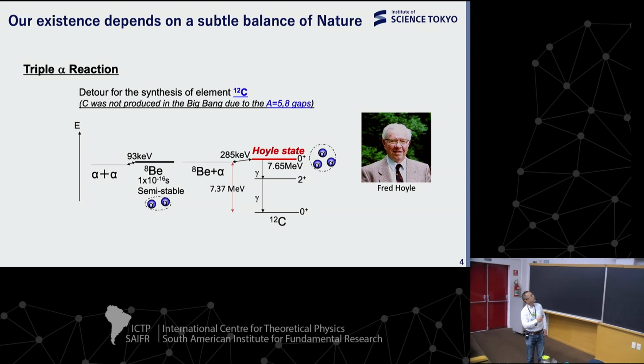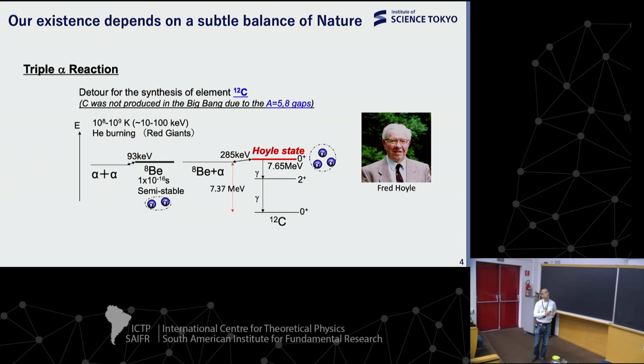So as I said, our existence depends on the subtle balance because of this state, for instance. Okay, by the way, if we look at nuclear physics, we know that beryllium-8 is a famous 2 alpha cluster state. And this Hoyle state is a famous alpha cluster state made of 3 alpha particles, as you know. Okay? And by the way, in the universe, this process is occurring in helium burning stars, like red giants, like Betelgeuse in Orion, at this temperature.